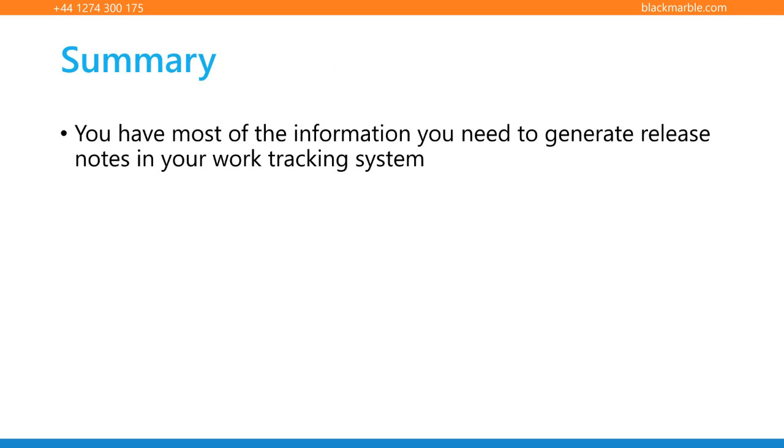So, summary. If you're using a mature ALM solution, you should have most of the information you need for your release notes already in work items. So make use of it. It might mean that you choose to modify your work items to add a custom field, which is the text that you want to appear in the release notes. That's fine. You can do that. But fundamentally, the bulk of that information is already there. So make use of it.